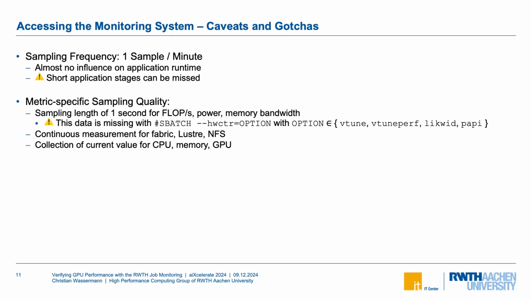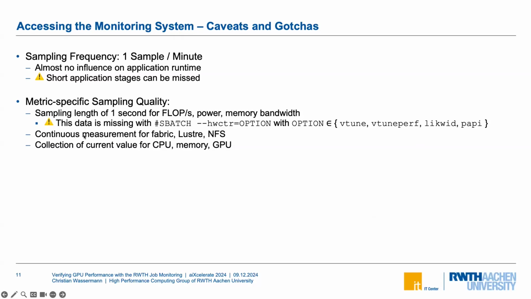Second, the sampling quality can differ depending on the metrics that you look at. For example, for the floating point operations per second, the power and the memory bandwidth, we can only sample that for a single second before we do not collect anymore. Be aware that this data is missing, or if you want to do your own measurements, you need to specify a specific Slurm option here, --HWCTR for hardware counter, and then one of the options provided to the right.